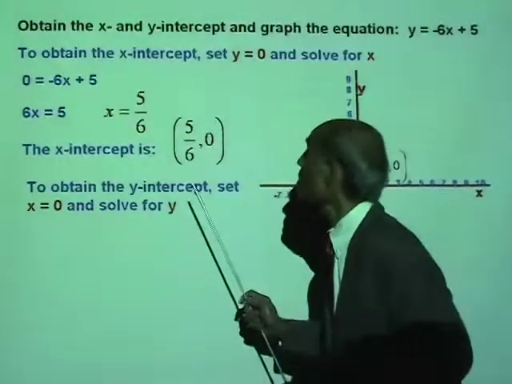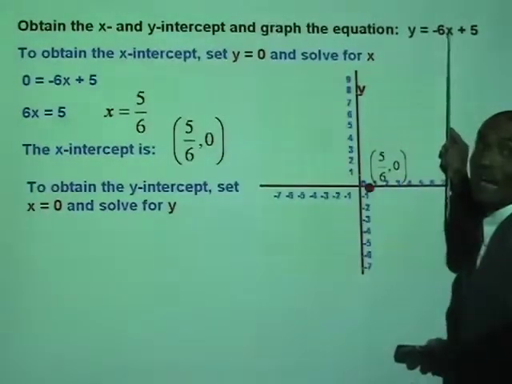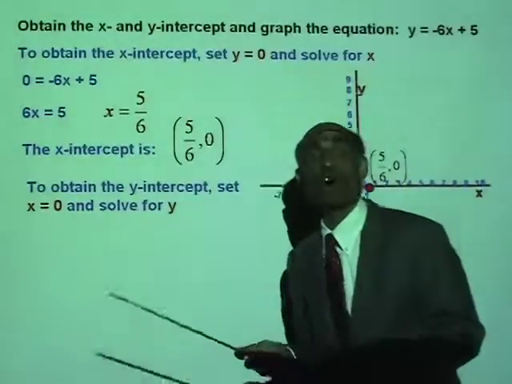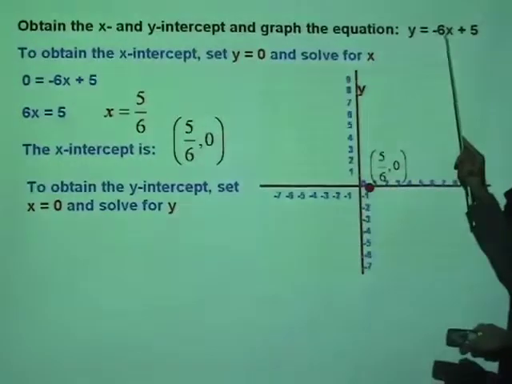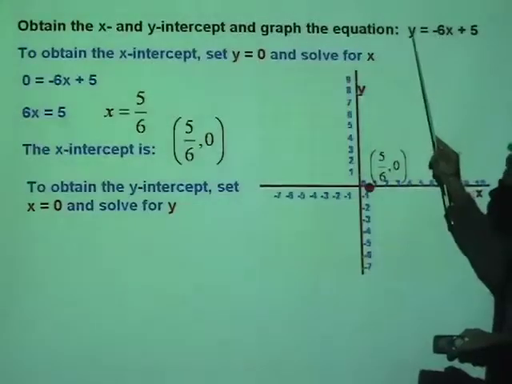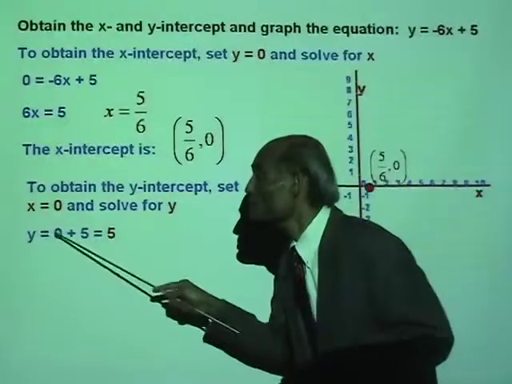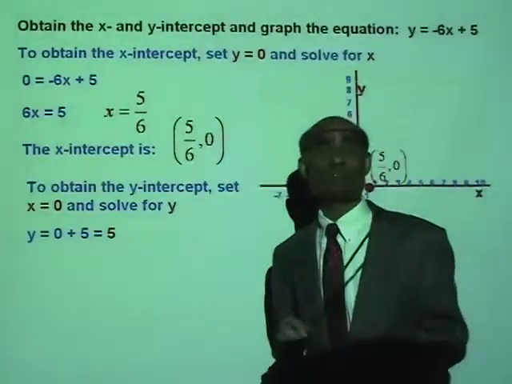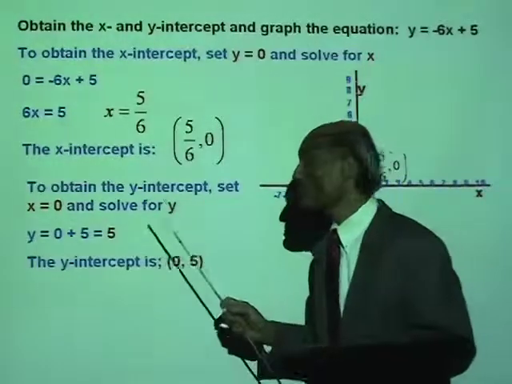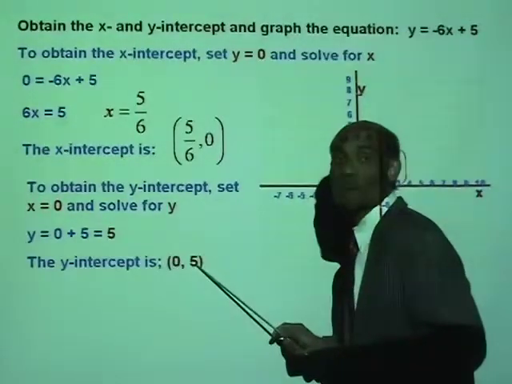Alright, how do we obtain the y-intercept? The y-intercept is obtained by setting x equal to 0 and solving for y. That's very simple. When x equal to 0, -6x becomes 0. Therefore, y will be equal to 5. So y equal to 0 plus 5 equal to 5. What is that ordered pair? The ordered pair representing the y-intercept is x equal to 0, y equal to 5.